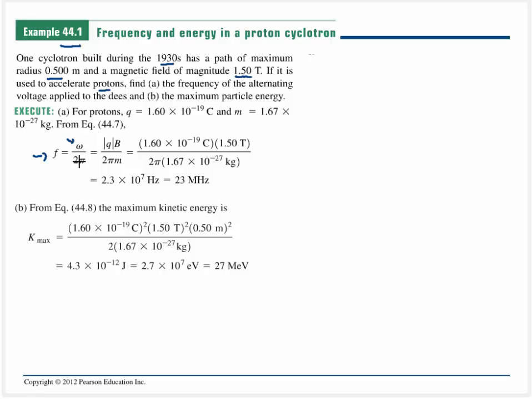Frequency is going to be angular frequency divided by 2 pi. And angular frequency we can write as QB divided by m. Q is just the charge of an electron, and we have an absolute value because it's a positively charged particle. There's our magnetic field. 2 pi, don't forget we're using a proton here, so that's the mass of a proton, and it works out to be about 23 megahertz. Now we're looking for the maximum particle energy, and essentially just plug and chug into equation 44.8, and it's going to work itself out to be that many joules, or 27 mega electron volts.